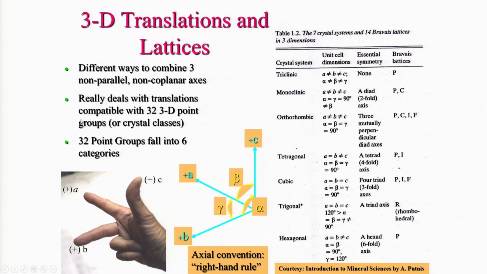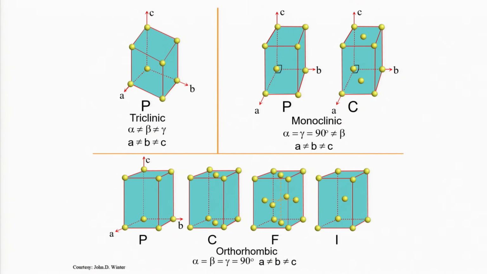In case of tetragonal crystal system, there are 2 lattices here. We call them primitive and body centered. In case of cubic lattice, we have 3 varieties: primitive, body centered, and face centered. And in case of trigonal, we call it rhombohedral lattice. And in case of hexagonal, we call it the simple primitive lattice. So, let us see what they are.